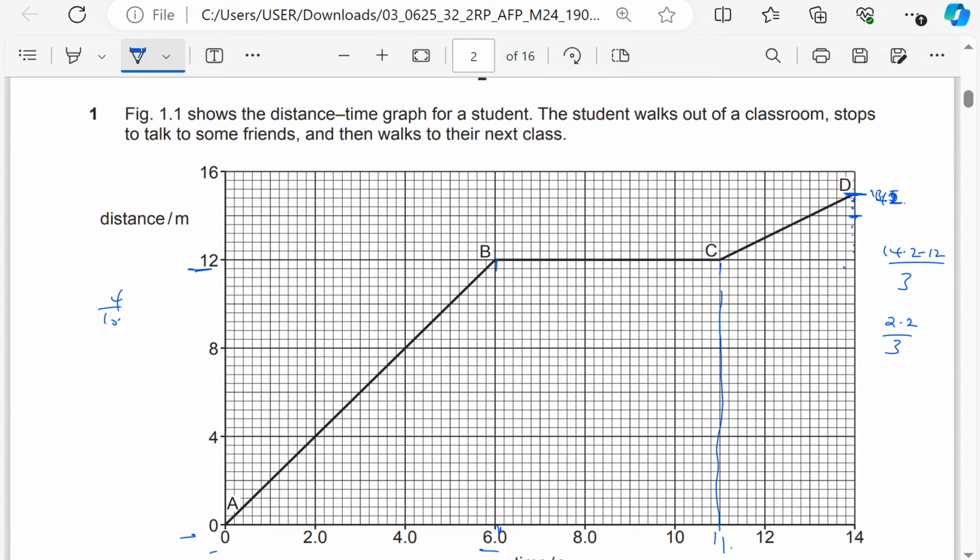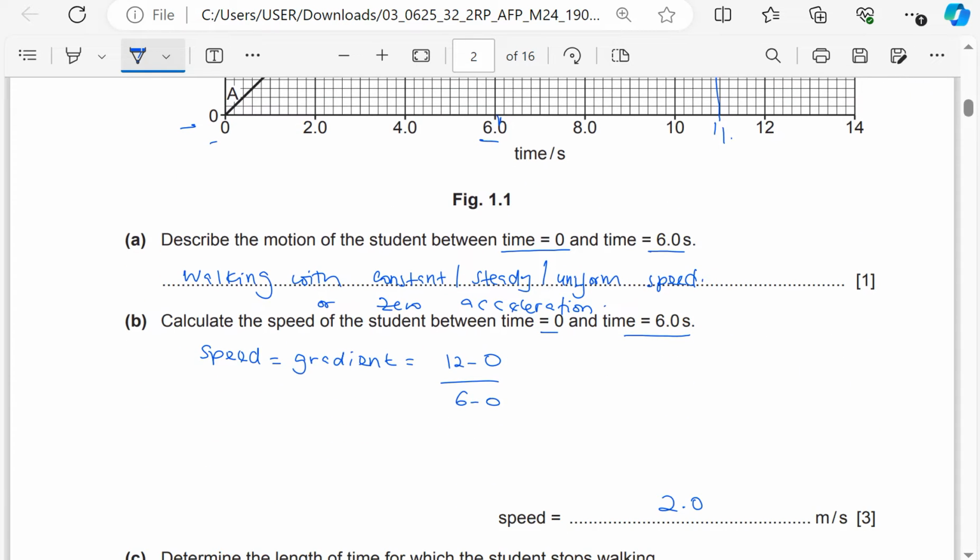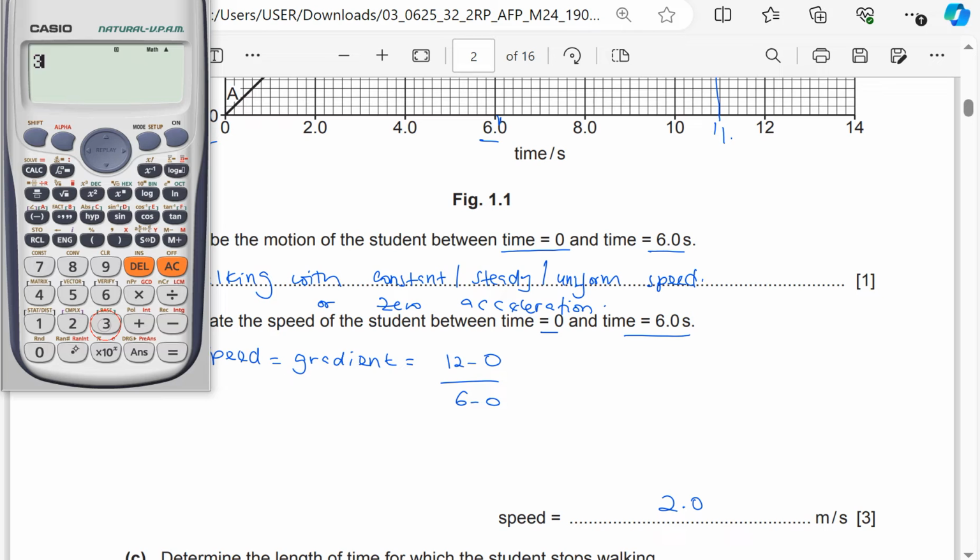Let me check. 1, 2, 3, 4, 5. No, this is 14, not 13. Then 14.4, 14.8, then 15. This is 15.2, not 14. So that is 15.2, which gives us 3.2 divided by 3. And this is 12 divided by 6. So let's check. 3.2 divided by 3 is approximately 1.